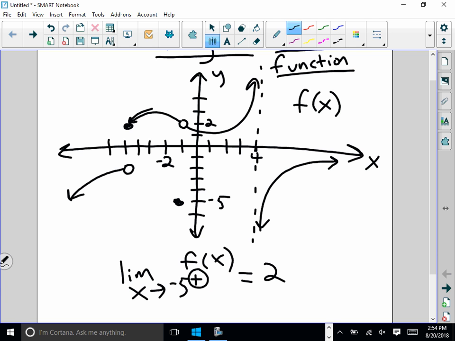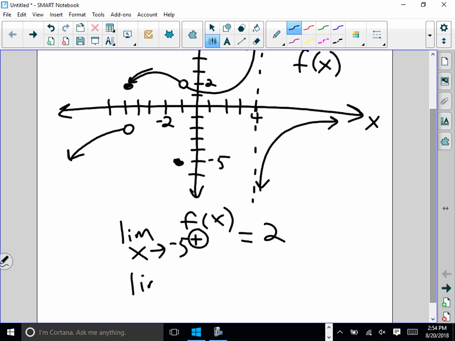I'm going to ask you for several others. Let's try one at not a weird place. Let's say the limit as x approaches negative 6 from the right side. Go ahead, pause the video, and ask yourself, what is the limit as x approaches negative 6 from the right side? Okay, as we see here, as we're approaching the value of negative 6, but coming from the right side, we have a y value that looks to be approximately negative 2.5.